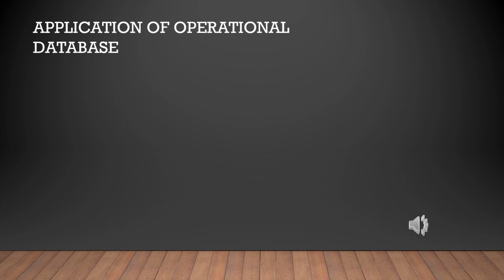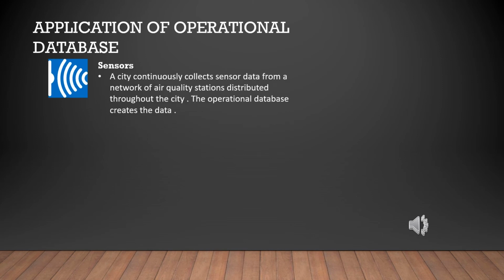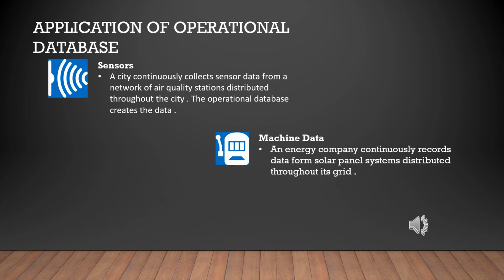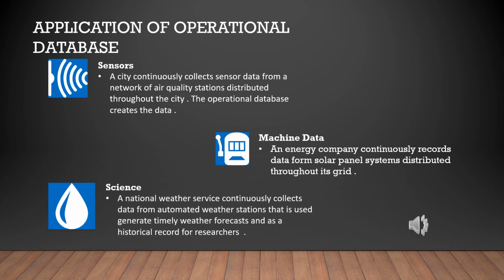Application of operational database. Sensors. A city continuously collects sensor data from a network of air quality stations distributed throughout the city. The operational database stores the data. Machine data. An energy company continuously records data from solar panel systems distributed throughout its grid. Science. A national weather service continuously collects data from automated weather stations that is used to generate timely weather forecasts and as a historical record for researchers.